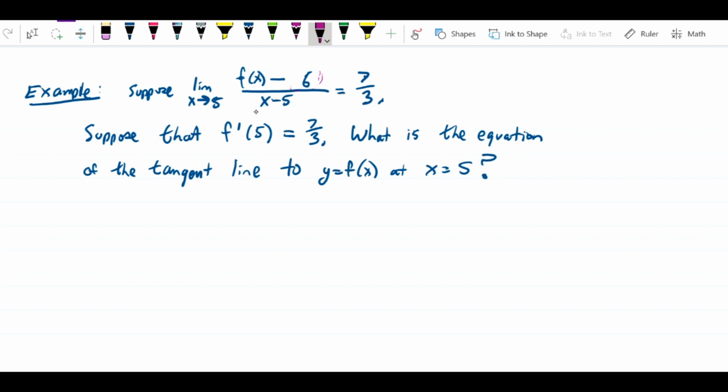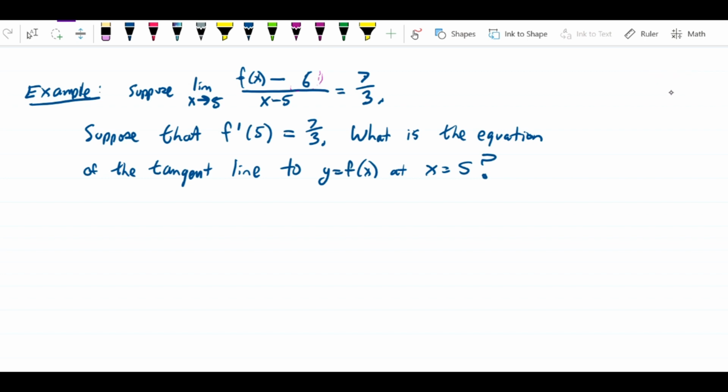So let's suppose the limit as x approaches 5 of f of x minus 6 over x minus 5 is equal to 7 thirds. Now notice that what I have here, if I do substitution, is 0 in the denominator. 5 minus 5 is 0. We also know that if I have something even like 0.0001 over 0, this is undefined. That just doesn't exist. You can't divide by 0.